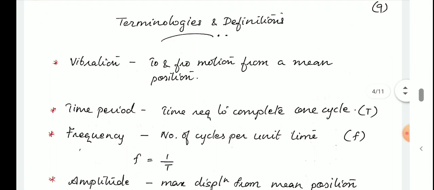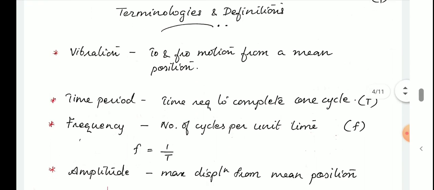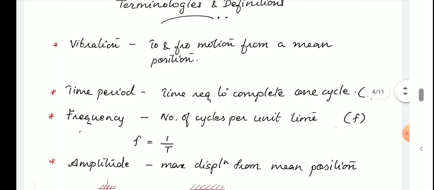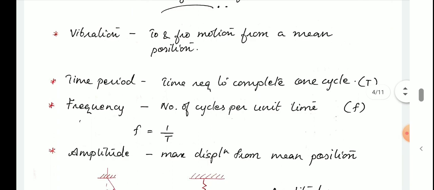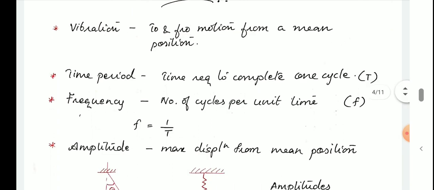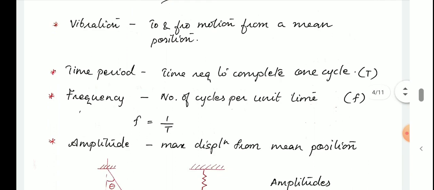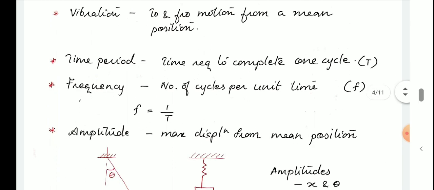We'll go through a few more definitions. Vibration can be defined as the to and fro motion from a mean position, or the repeated periodic motion occurring due to the action of a force. Such definitions can be given to the term vibration. Now, what is time period? The time required to complete one complete cycle of this particular motion. It is denoted by capital T or small t.